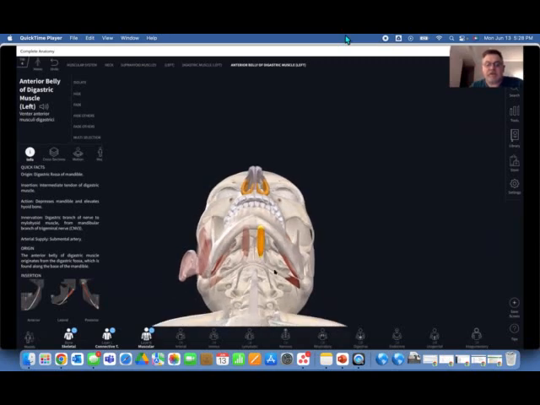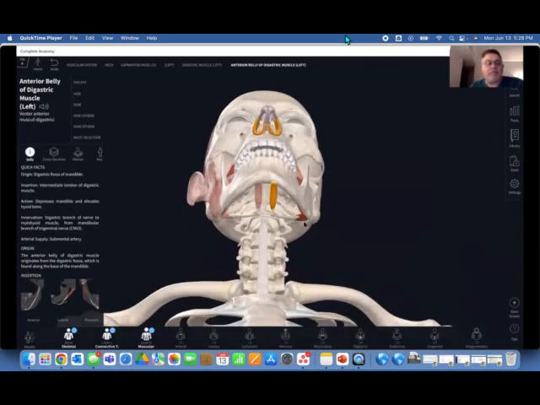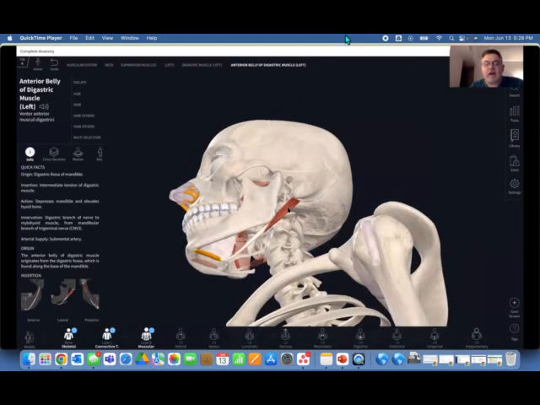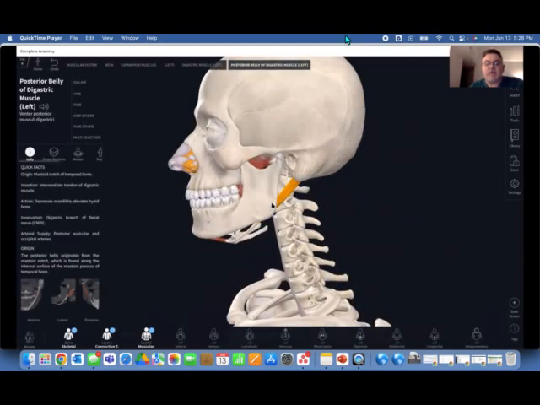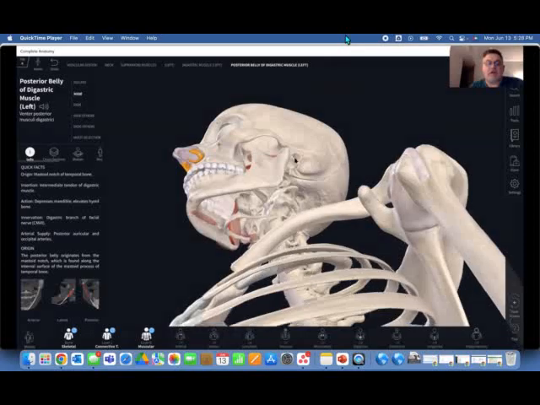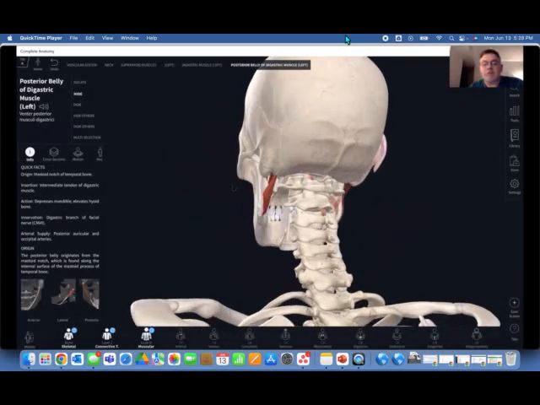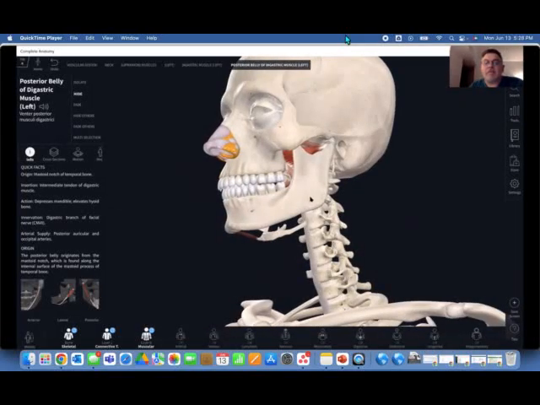There is definitely a smaller muscle, but because of their action that depresses the mandible and elevates the hyoid bone, they do play a role in the TMJ. So I do like to include those as potential causative structures. So we'll look a little bit further.